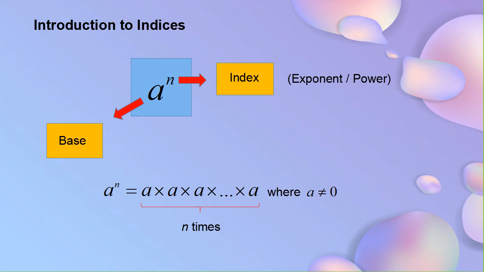When we write a to the power of n, a is the base, n is the index, or we can call it as exponent or power. A to the power of n can be described as a multiplied by itself for n times, where a is not equals to 0.